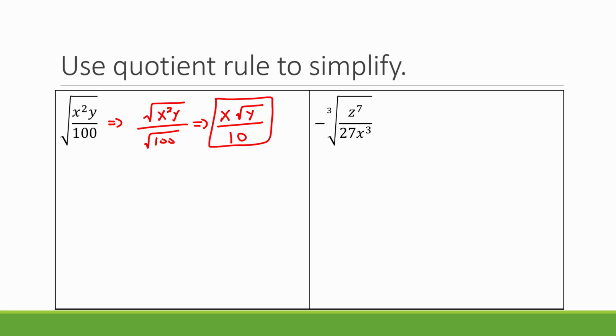Okay, what about the cube root of z to the 7th over 27x to the 3rd, with the negative on the outside? Well, you would leave that negative on the outside, and let's separate the numerator and denominator with that cube root. Now, z to the 7th is not a perfect cube. However, if that exponent is larger than the root, then it can be simplified.